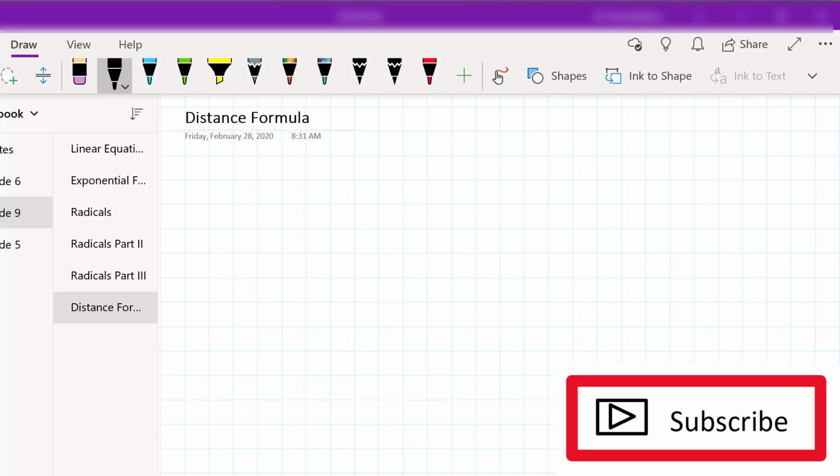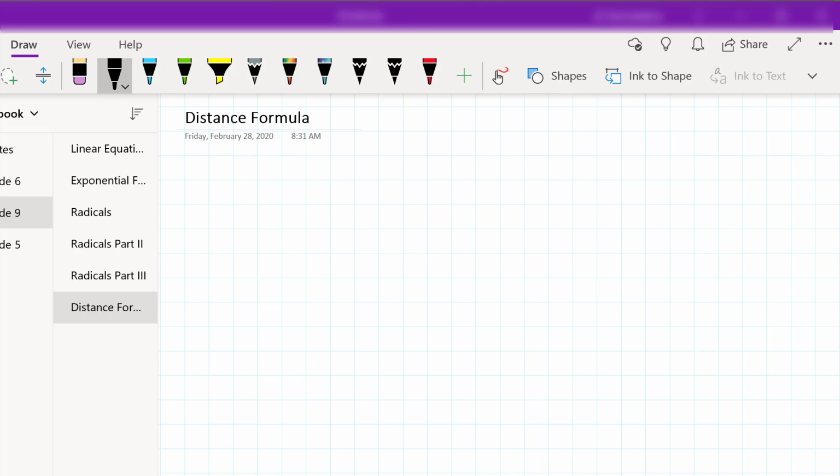This is a wonderful formula that allows you to find the distance between 2 points. Given 2 points A and B with coordinates x1, y1 and x2, y2, we can find the distance between these 2 points.